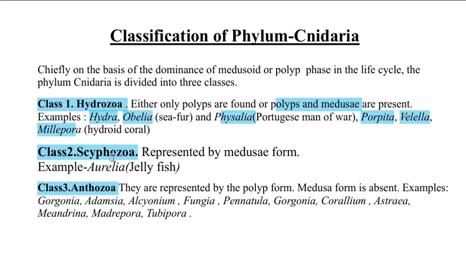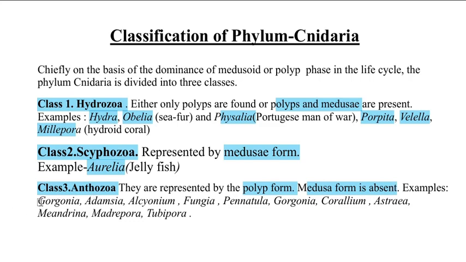The class Scyphozoa includes jellyfishes, known as Aurelia in scientific terms. The Scyphozoa are represented by the medusa form. The class Anthozoa is represented by the polyp form, and the medusa form is totally absent here.